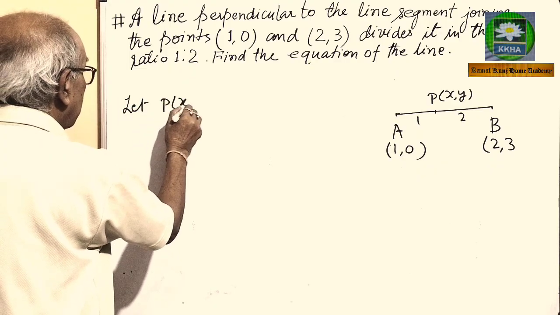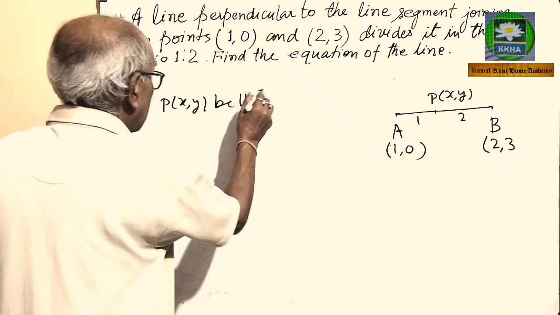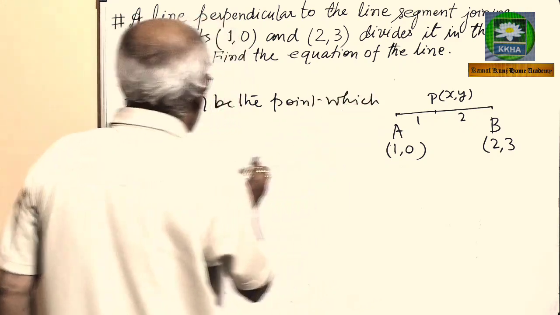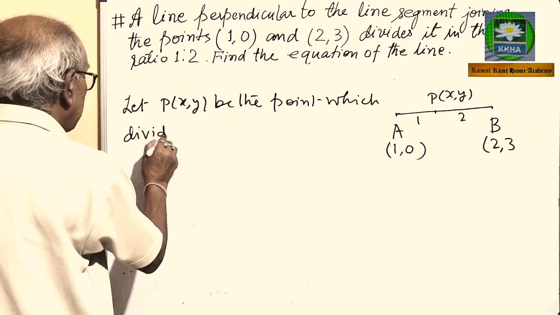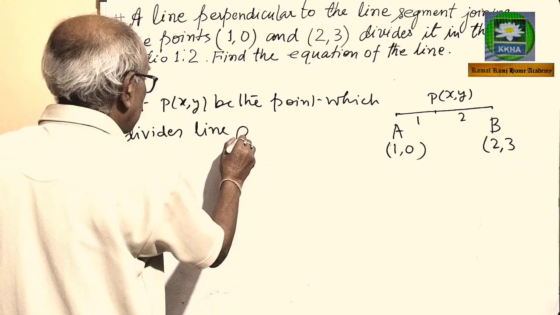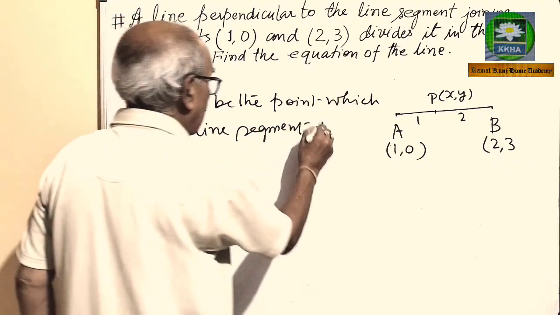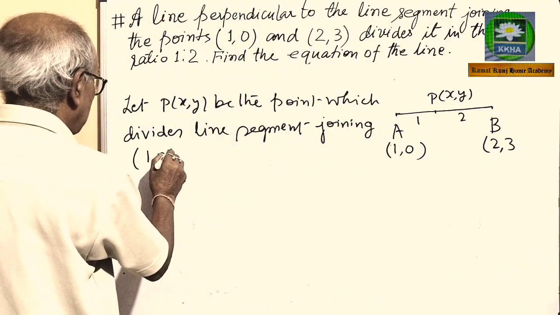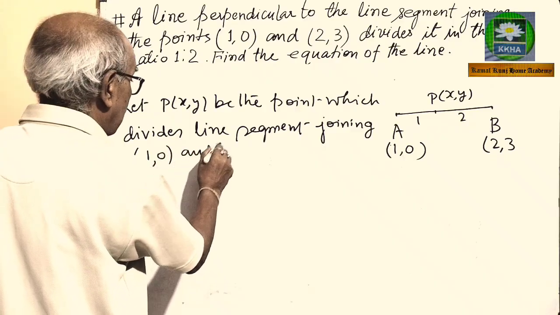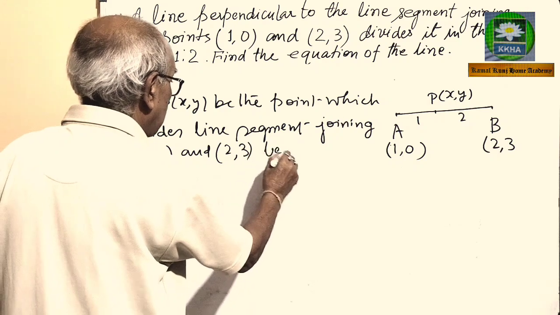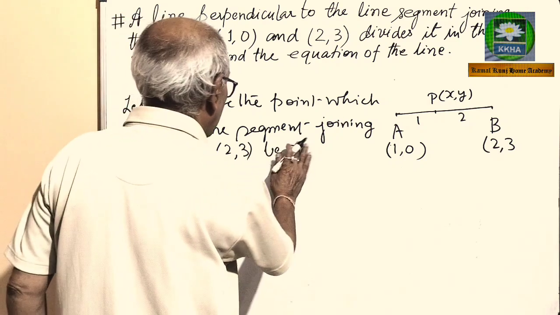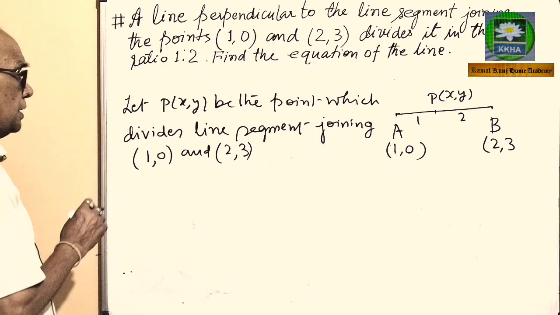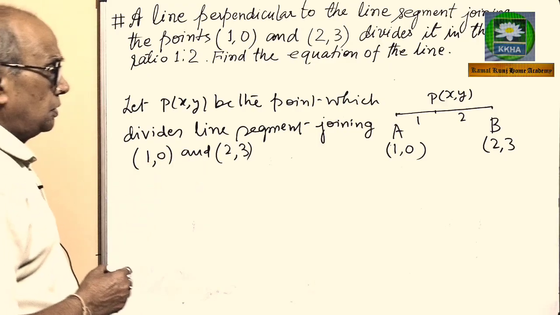Let P(x, y) be the point which divides the line segment joining (1, 0) and (2, 3) in the ratio 1:2.